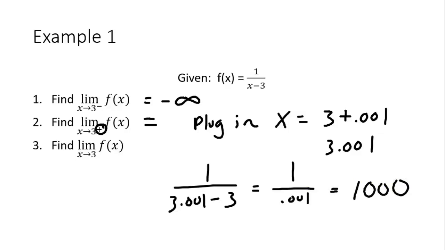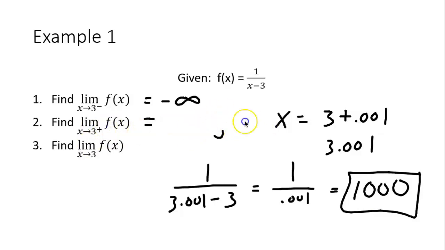And so that tells me that as I'm approaching 3 from the right, from numbers that are bigger than 3, as I get closer and closer to 3, my y value is just getting bigger and bigger and bigger in a positive direction. And so that means that the limit from the right would be a +infinity.